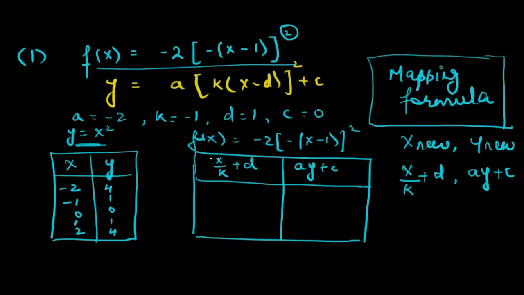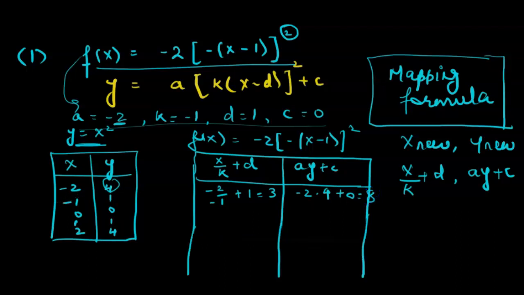Now how do we get these new x's and new y's? We just pick the old x, put it as x, pick k from the a, k, d, c that we have drawn out of the equation. So k is negative 1, pick d, put it in the formula. And when we solve this, we would get the new x value. So negative 2 divided by negative 1 is 2, plus 1 is 3. Similarly, here we pick a from here, negative 2, y from here times 4 plus c from here, which is 0. So negative 2 times 4 is negative 8.